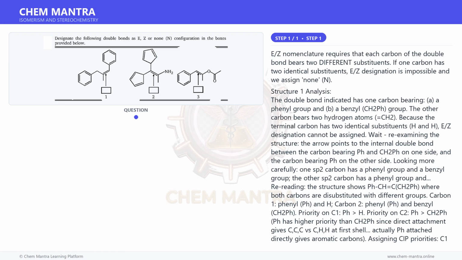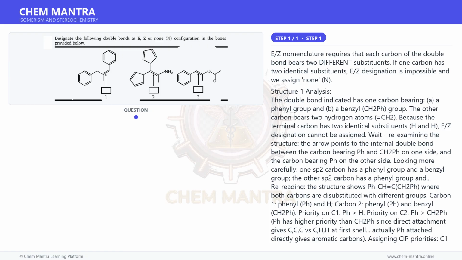Structure 3 analysis. The double bond has one carbon bearing a phenyl group and H. The other carbon bears methyl, CH3, and OC(=O)CH3, acetate. CIP priorities: C1, Ph over H; C2, OC(=O)CH3, oxygen beats carbon. The higher priority group on C1 is Ph, on C2 is OAc. In the drawn structure, Ph is on the left and OAc is on the right.